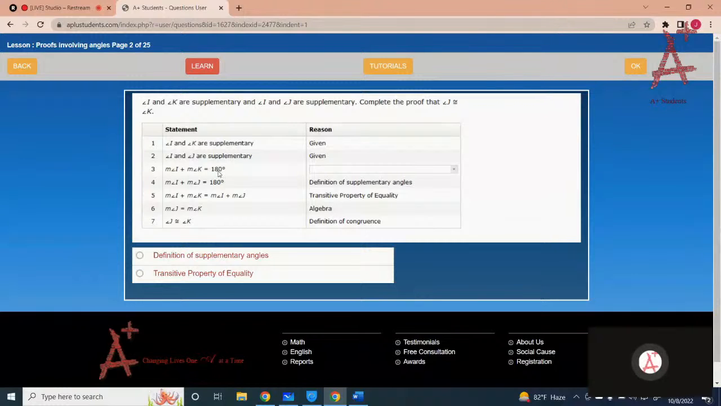That is the definition of supplementary angles. The definition of supplementary angles is that when you add two angles, they sum up to 180 degrees. So that is the definition of supplementary angles. Got it? So select the correct option and click on the OK button.